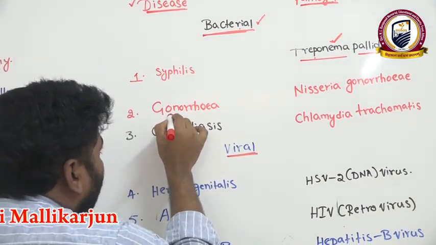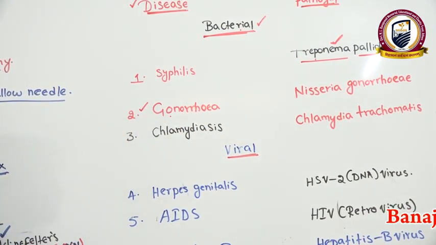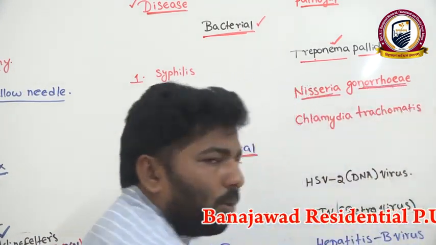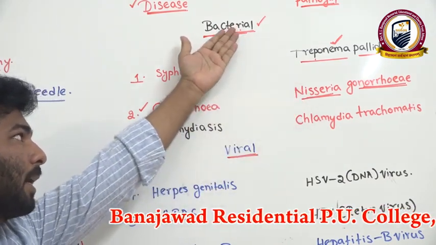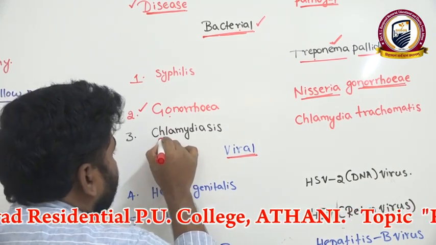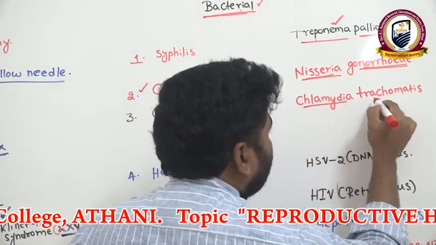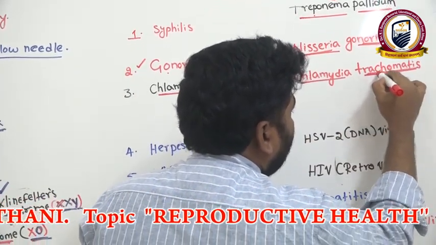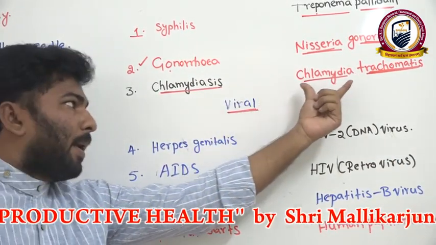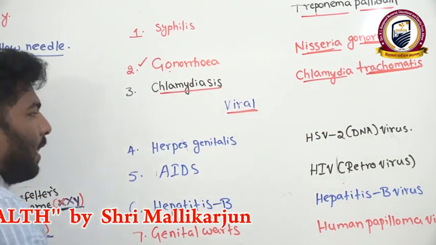Next disease is gonorrhea. Gonorrhea is caused by Neisseria gonorrhoeae, a bacterium which causes gonorrhea. The next one, chlamydiasis. Chlamydiasis is caused by Chlamydia trachomatis, a bacterium which causes the chlamydiasis disease. Okay, fine.